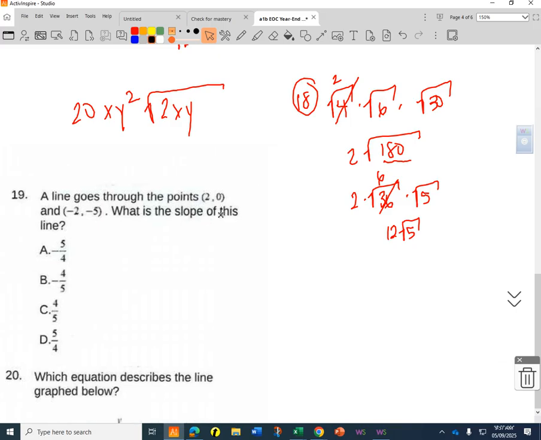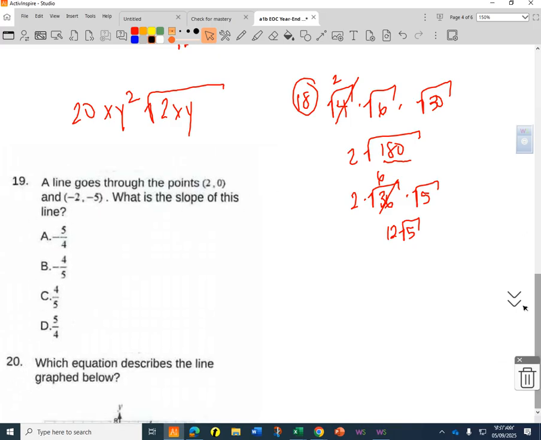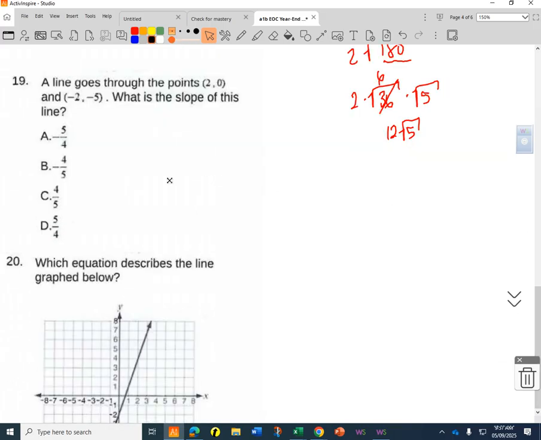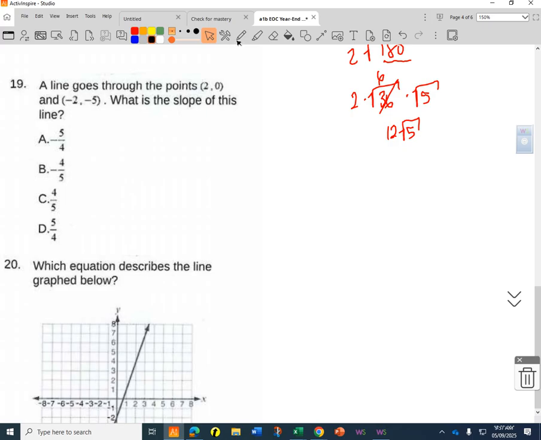So 19. The line goes through these two points: (2, 0) and (-2, -5). What is the slope of this line? We talked about this the last couple of days already. How do we find the slope of a line if we know two points?